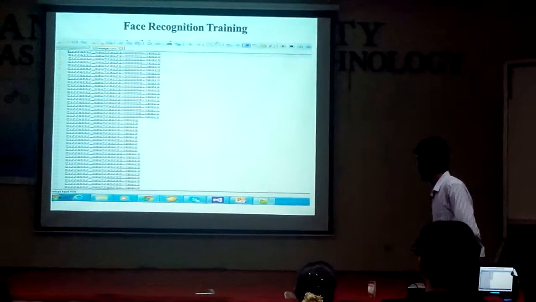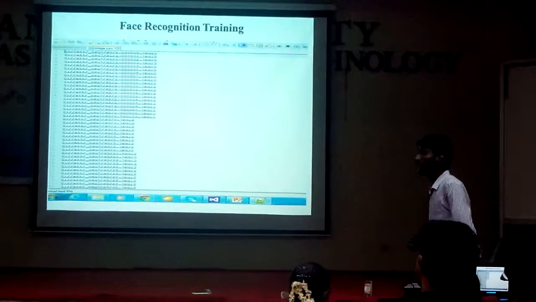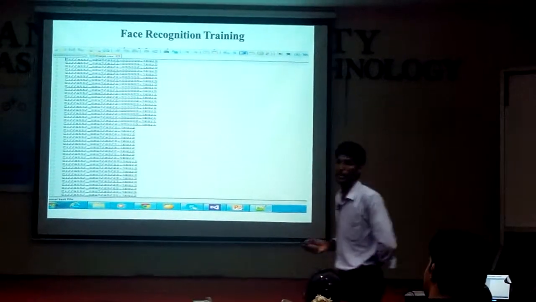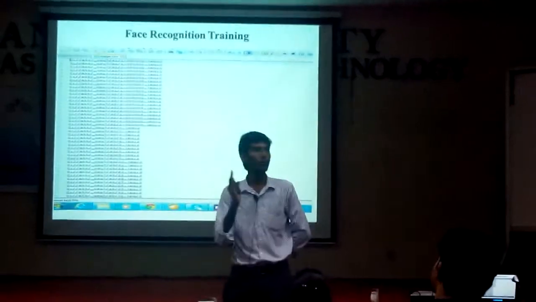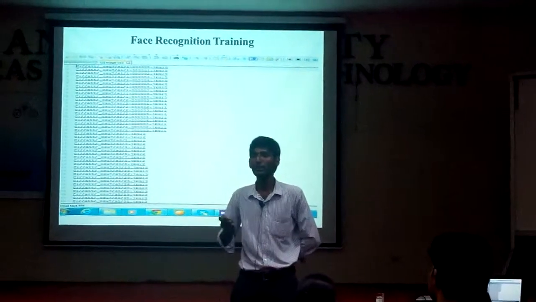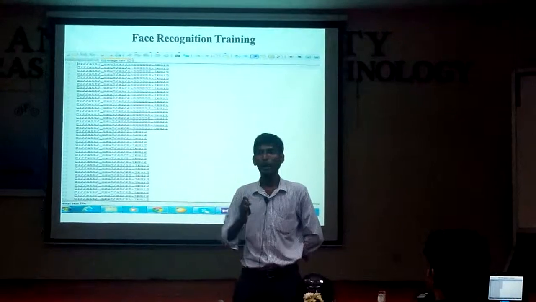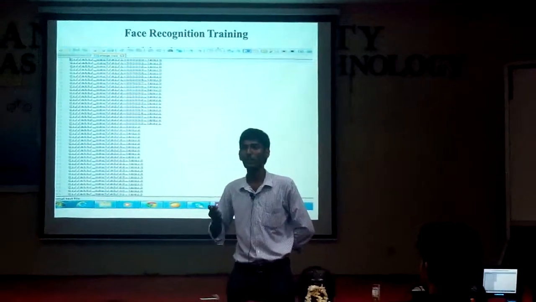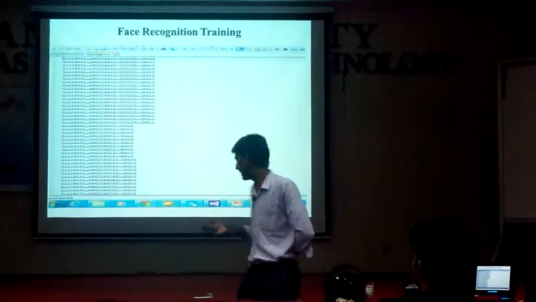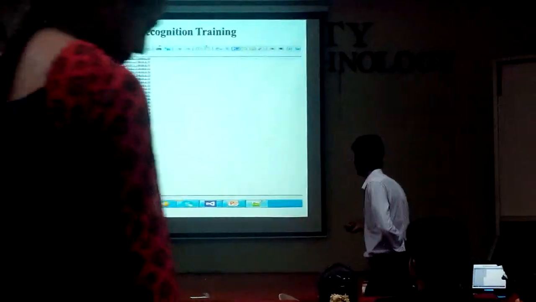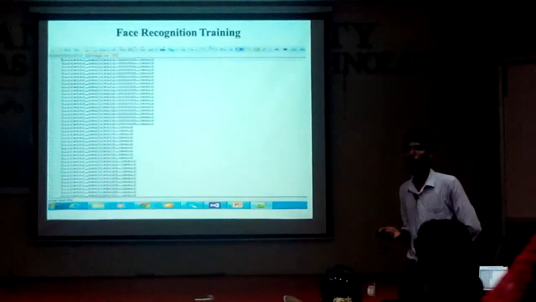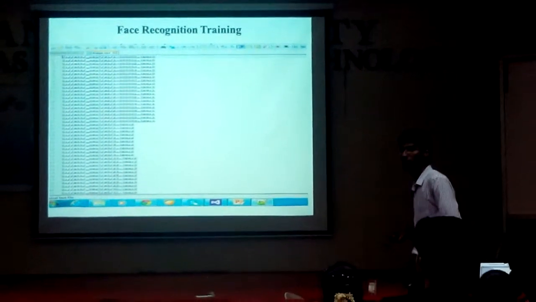For the first person, I am giving 10 images. Why are 10 images needed? Because when the person is moving, he will not always be in a static position. He may be moving around this side. So I need to collect multiple faces for a single person. For that reason, for the first person itself I have collected around 10 images and I have labeled it as 0.